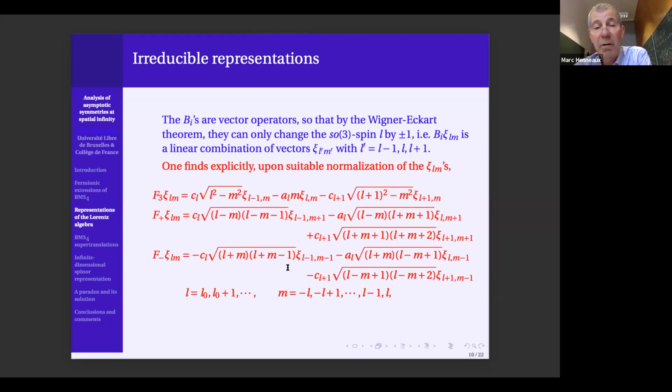Now, these are formulas which are actually not too difficult to derive, but the important thing is that there are some parameters which appear here. This is what I want to discuss. So don't try to recall the formula, but you see that there are CL and there are AL. So to completely specify these matrix elements, or how F3, F plus, F minus act on the basis vectors, I have to tell you what are CL for all values of L, and AL for all values of L. And once you know that, you know completely the representation. So what are CL and AL?